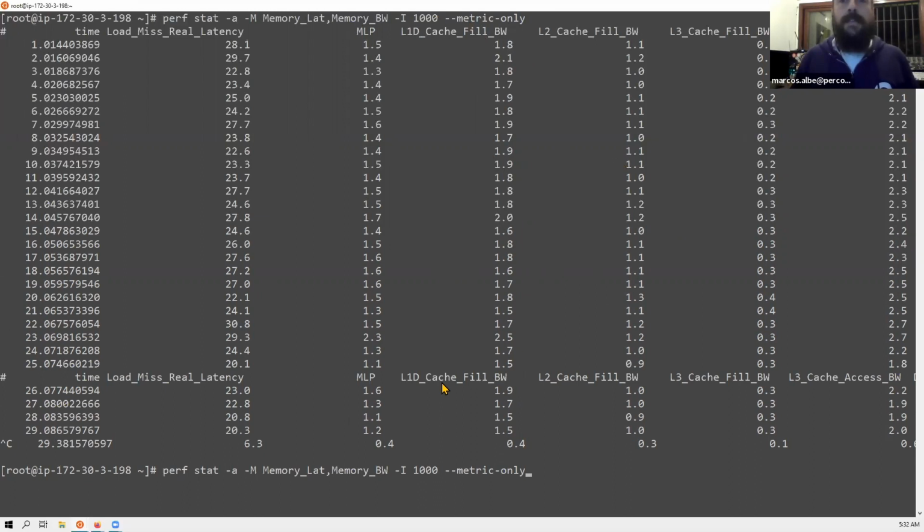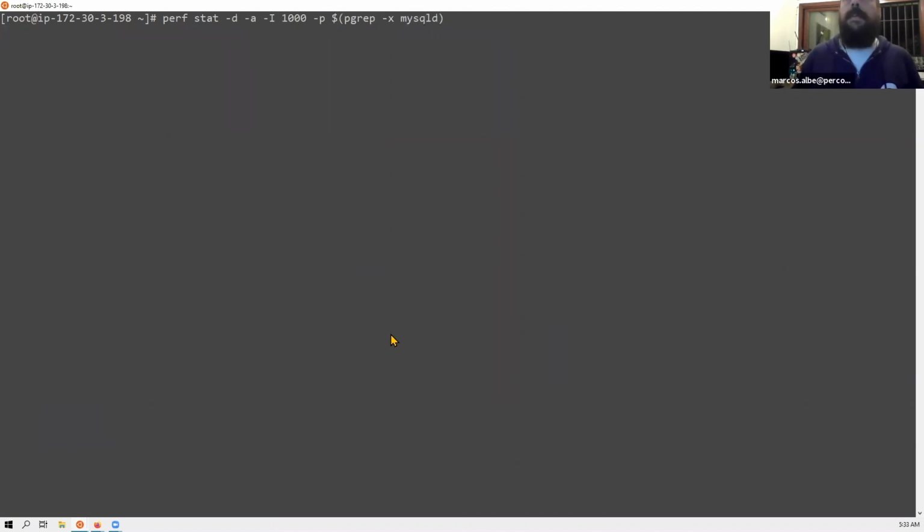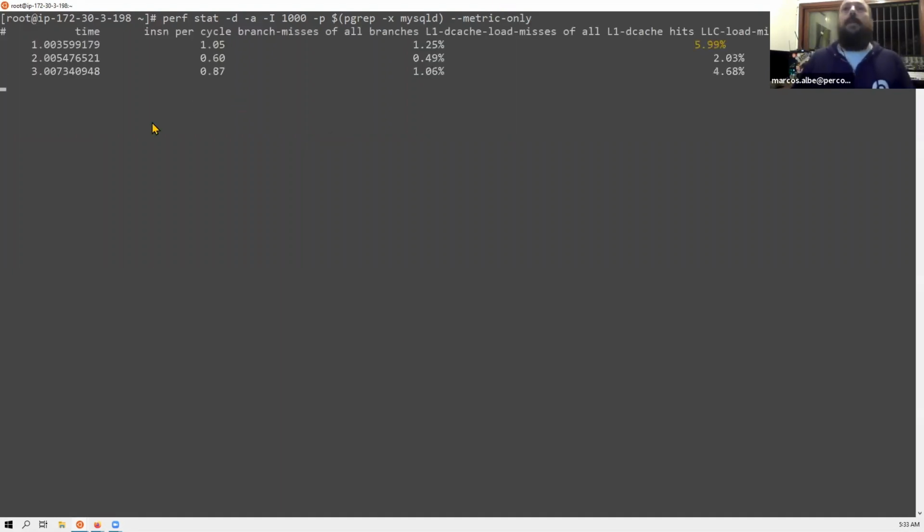I'm also going to start looking at the actual IPC, the instructions per cycle. -a -d -I1000 -B, and I'm going to look only at the -x mysql process now, not at the whole system. Oh, sorry. Dash metric only. Beautiful.